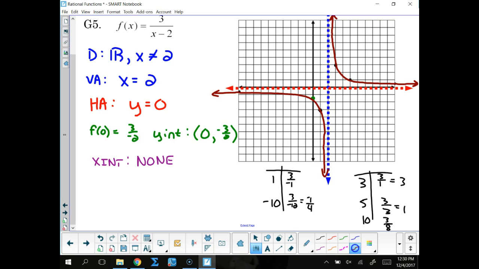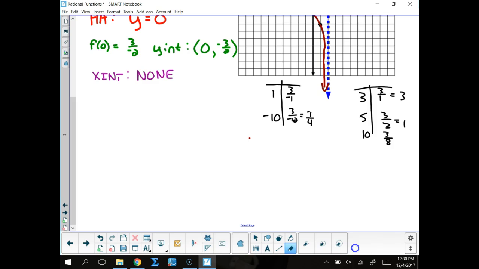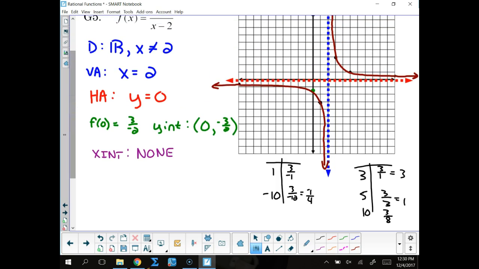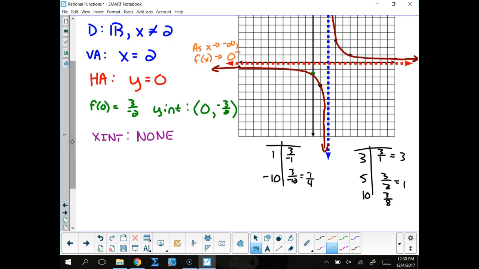Okay. Then it said we have to do our end behavior and our asymptotic behavior. Say I ask you, what is my end behavior on the left side over here? As x is going to negative infinity, f of x is 0 from below. Let's go down here. We'll work our way around.